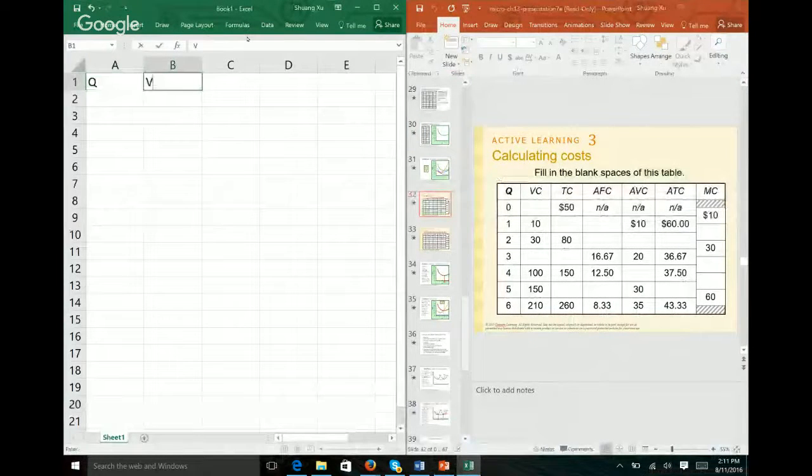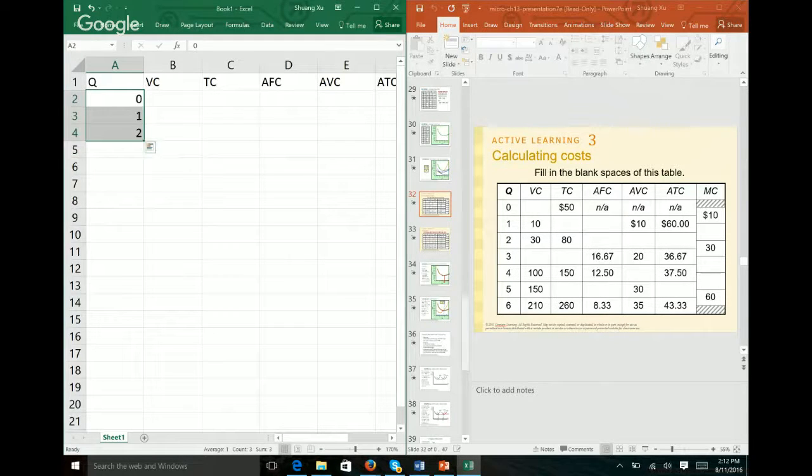So we have quantity, VC, that's your variable cost, TC is your total cost, and then AFC, that's your average fixed cost, which is your fixed cost over quantity. AVC is your average variable cost, ATC is your average total cost, and MC is your marginal cost. Quantity goes 0, 1, 2, all the way to 6. Variable cost is empty, then 10, 30, 100, 150, and 210.